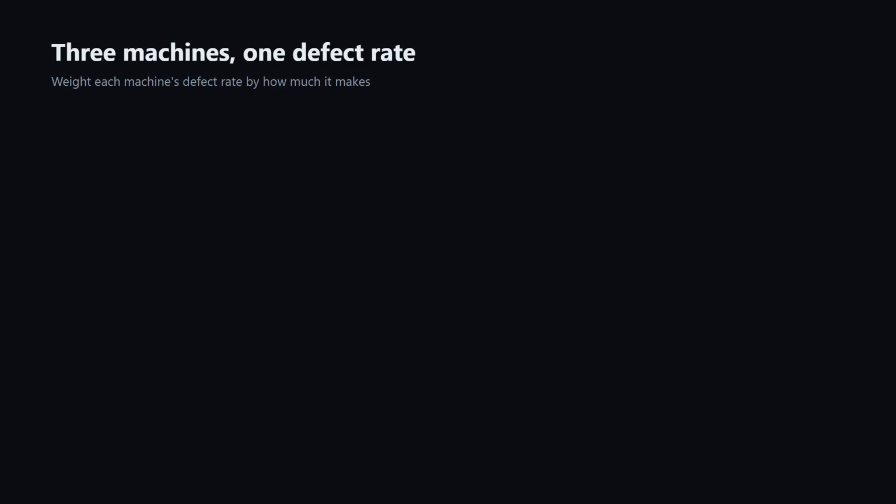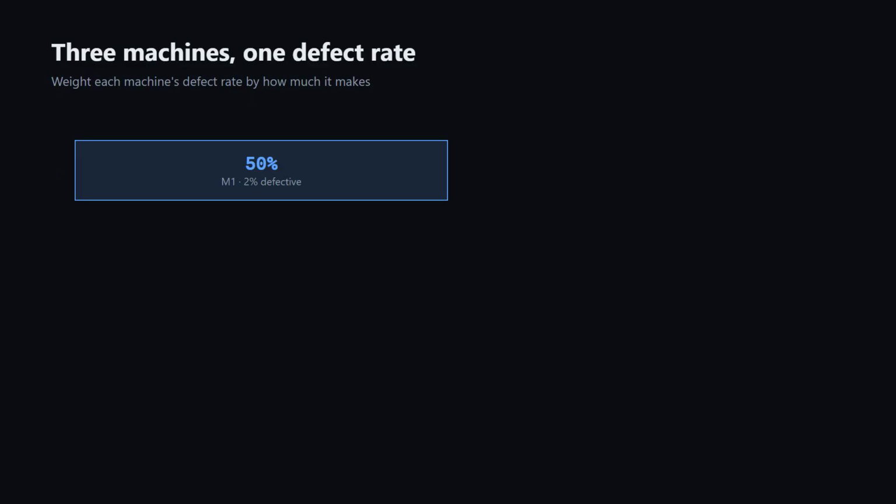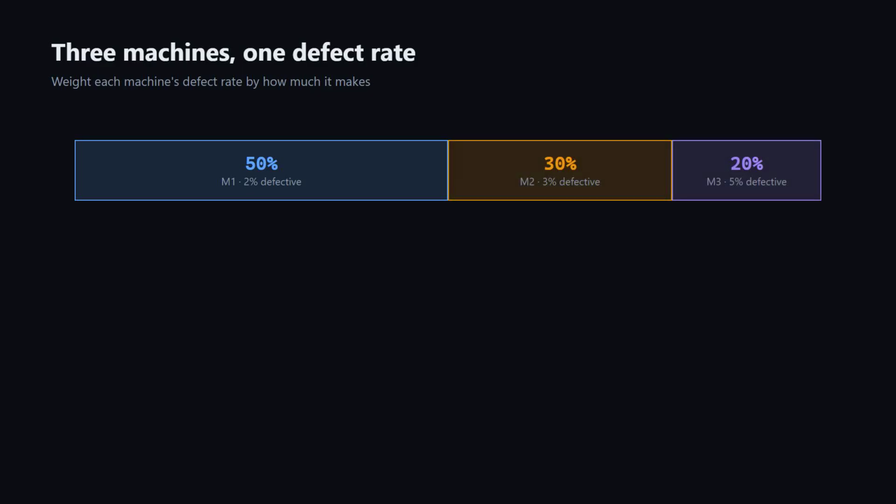Here's a concrete version. A factory has 3 machines. Machine 1 makes half of all the bulbs with a 2% defect rate. Machine 2 makes 30% at 3% defective. Machine 3 makes the last 20% at 5%. What fraction of all bulbs are defective?